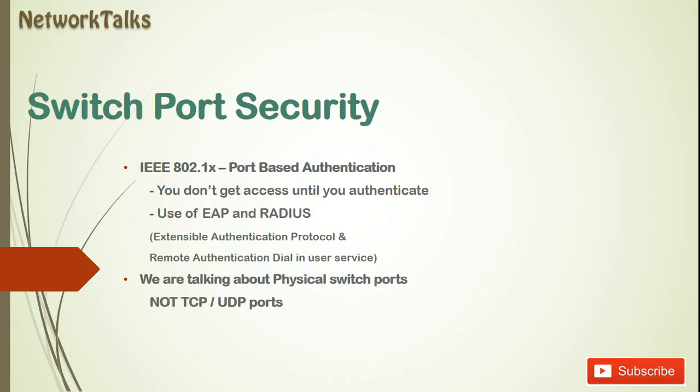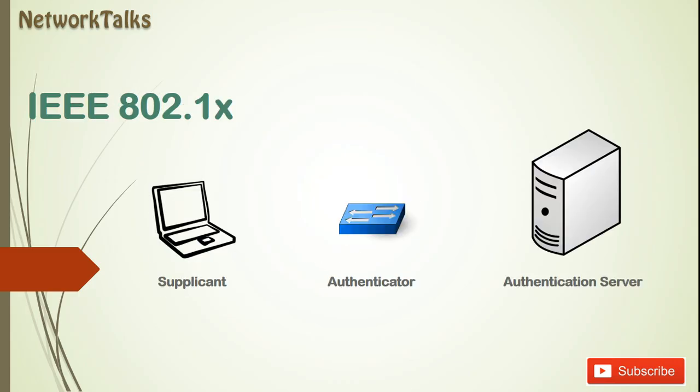As we are talking about port-based access control, just to clarify, we are talking about the physical ports of the switches, not about TCP and UDP ports. Network access control using IEEE 802.1x is used to configure port-based authentication. It is a combination of AAA authentication and port security. It includes three major components: supplicant, authenticator, and authentication server. We will see the function of all these three one by one.